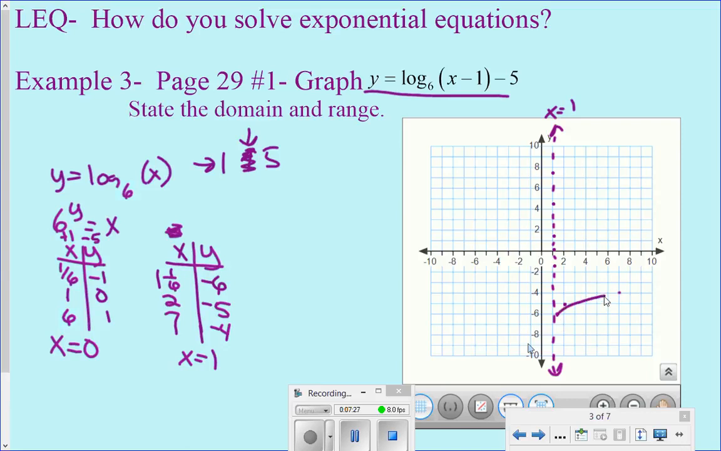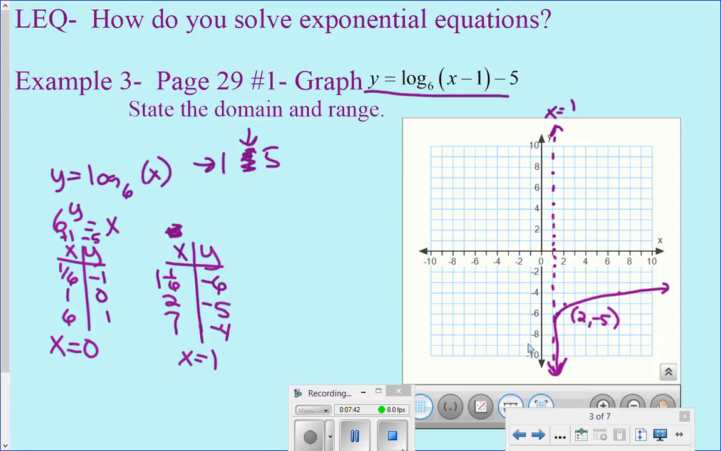And now I have those 3 points, and I have the vertical asymptote. And I'm going to figure out which one's the locator. That was 1, 0, so that's the 2, negative 5 right here. That's the locator point. So there's our graph.